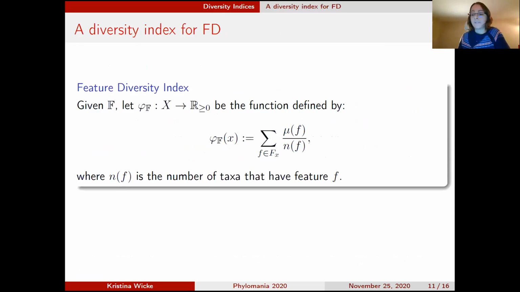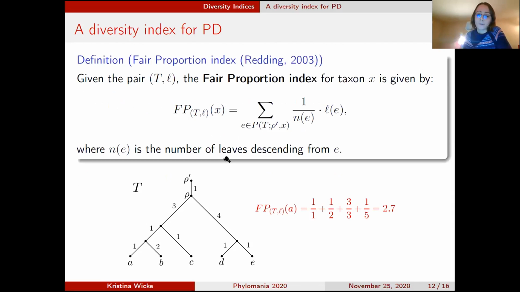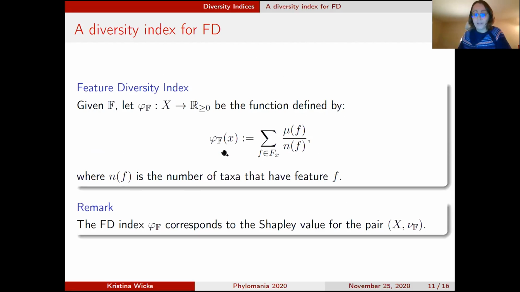And so we defined a very simple feature diversity index, phi f. And this is defined as follows. Phi f of x is simply given as the sum of the mu values of features present in x, each divided by the number of taxa that have feature f. So the idea is that the importance or novelty of a certain feature should contribute in equal parts to all species that have this feature. And this index is very easy to calculate.